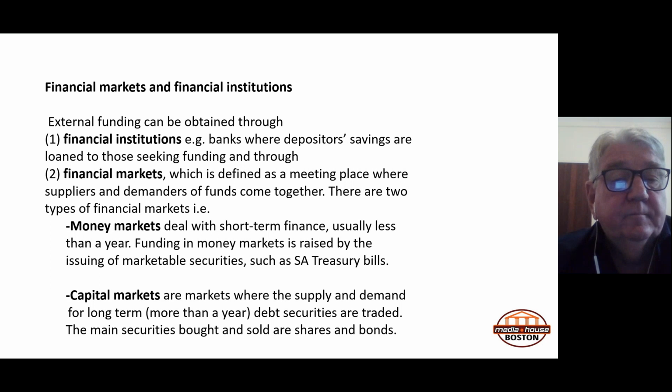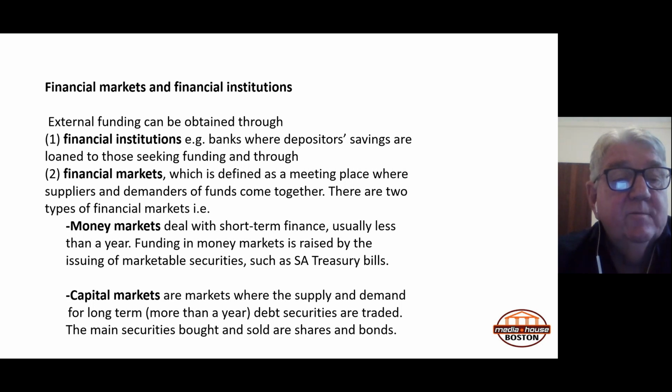Financial markets, which is defined as a meeting place where suppliers and demanders of funds come together. And there are two types of financial markets, and we distinguish between the two in terms of time it takes. So the one is called money market, which deals with short-term finance, and that's usually less than 1 year. In finance, when we talk short-term, long-term, short-term is always less than 1 year, long-term is more than 1 year. So the money market deals with short-term finance, usually less than 1 year.